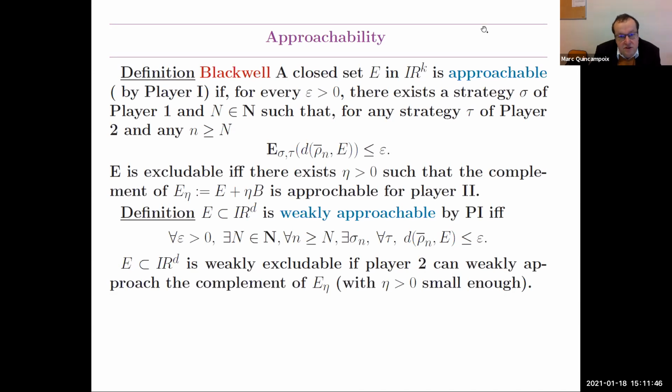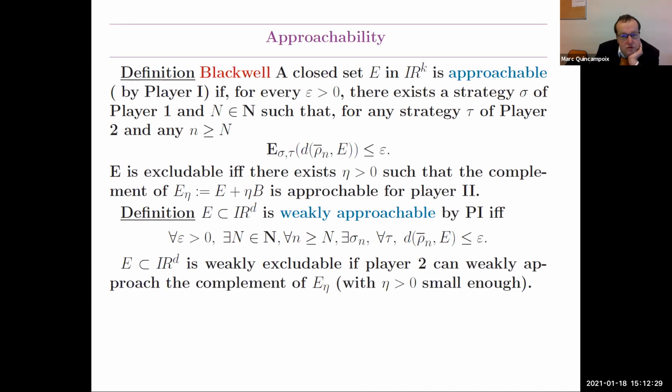I forgot to define the dual notion of approachability. A set E is excludable if and only if there exists eta such that the complement of the eta neighborhood of E is approachable for player 2. And the same for weakly excludable: E is weakly excludable if player 2 can weakly approach the complement of the eta neighborhood of E, with eta small. So we have two notions, and I will explain later on how these two notions can be studied by differential games.